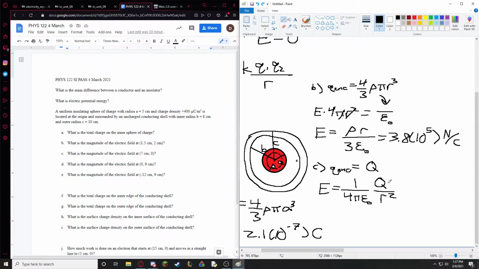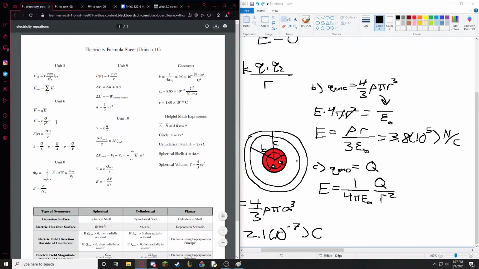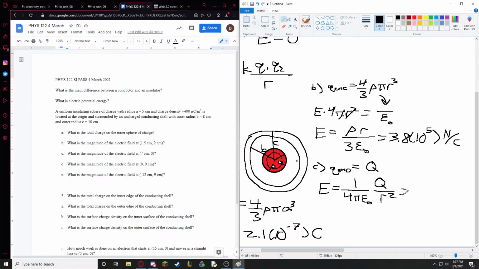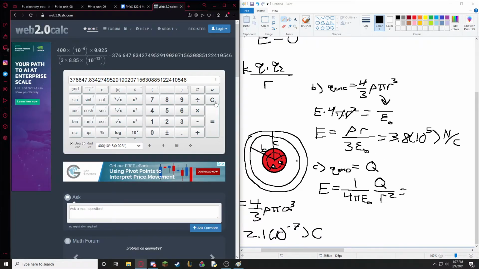Yep. And this 1 over 4 pi epsilon naught, big Q over r squared, just looks like a point charge, right? Point charge is kq over r squared, and k is 1 over 4 pi epsilon naught. And if we go ahead and plug in the values, we have 2.1 times 10 to the negative 7 times 1 over 4 pi epsilon naught. That's just k, so I'll just use 9 times 10 to the 9 over r squared. R is 7 centimeters.